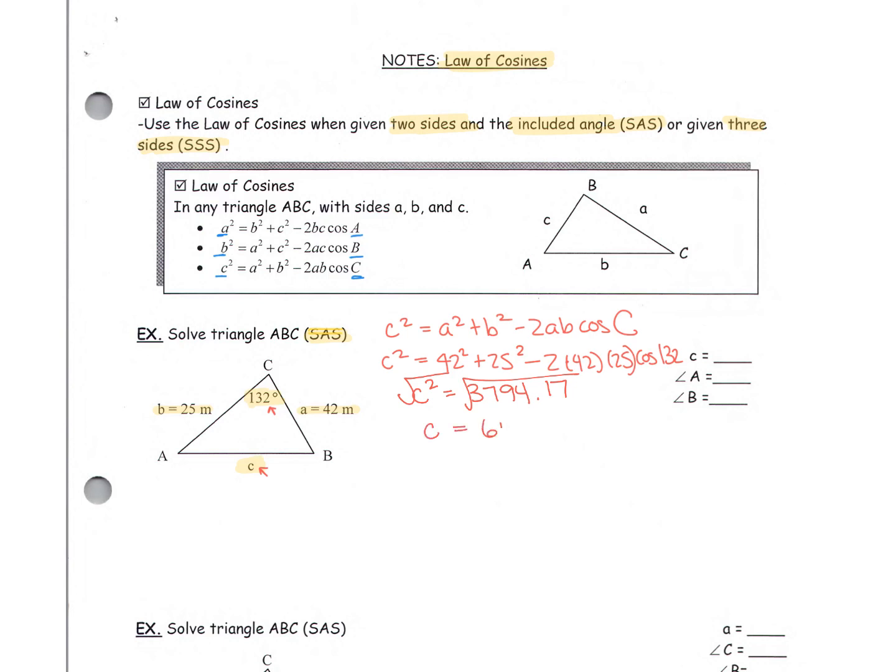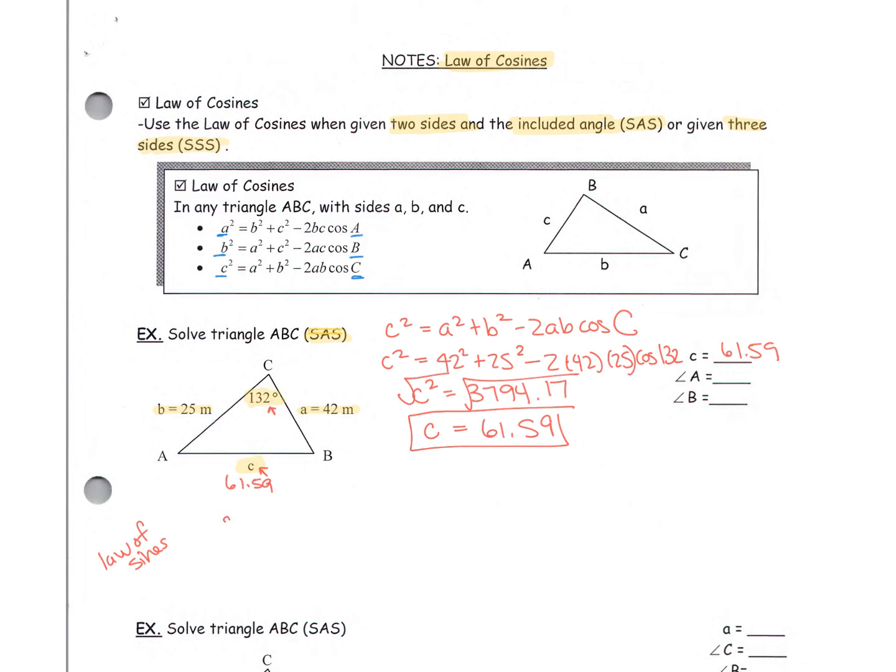And so my C is equal to 61.59. So we know our side C. Now to go find A or B, you have to pick one. It doesn't matter which one. We're going to go back to the law of sines from the last lesson, and you're going to pick to find either A or B. I'm going to go ahead and find B.